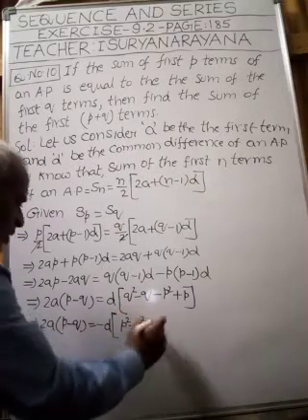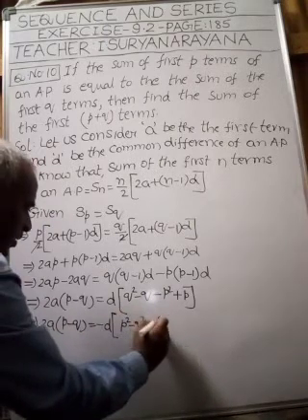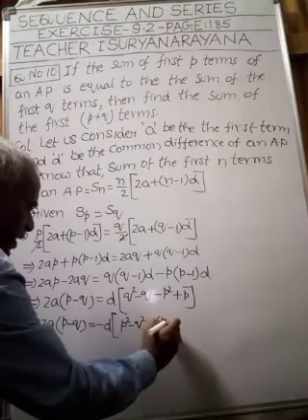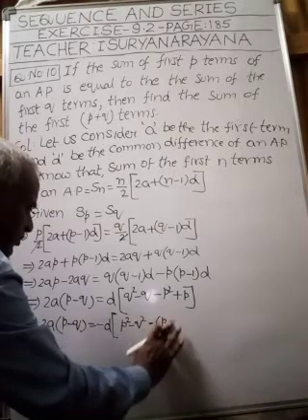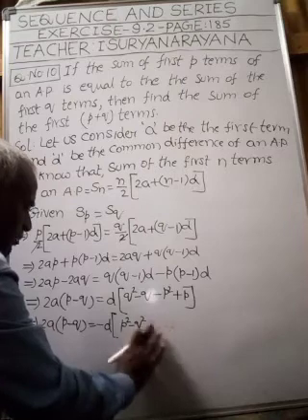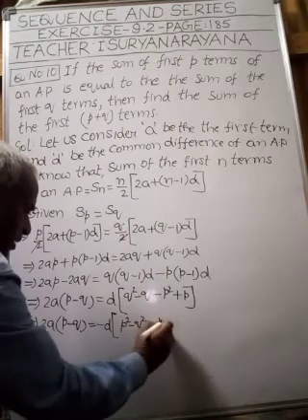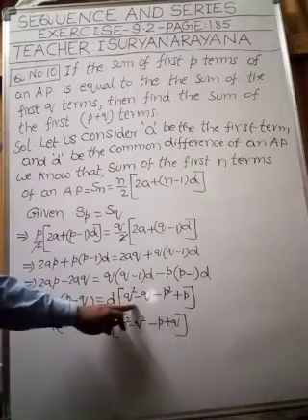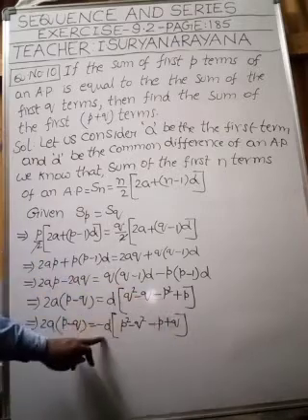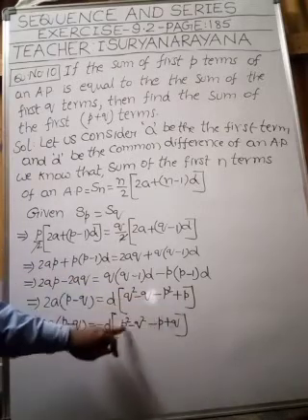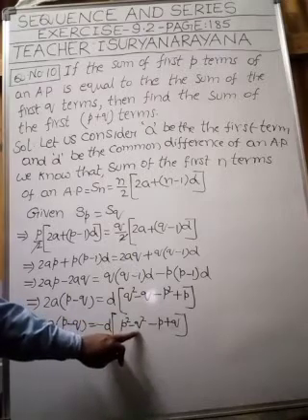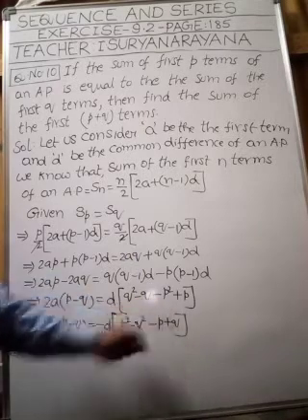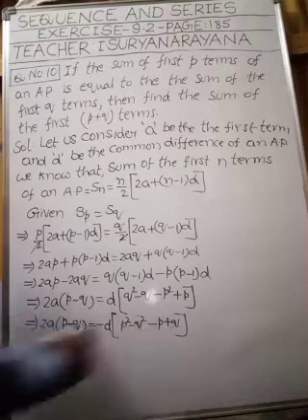Okay, my children, minus of p plus p minus q, otherwise p plus q, minus p plus q. I have taken minus common from these four terms, then p square minus q square. Okay, my children, minus p plus q. Understood this step, my children?